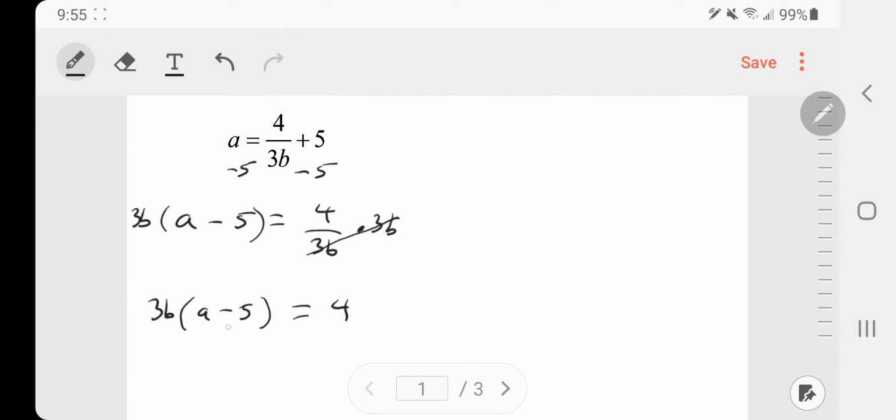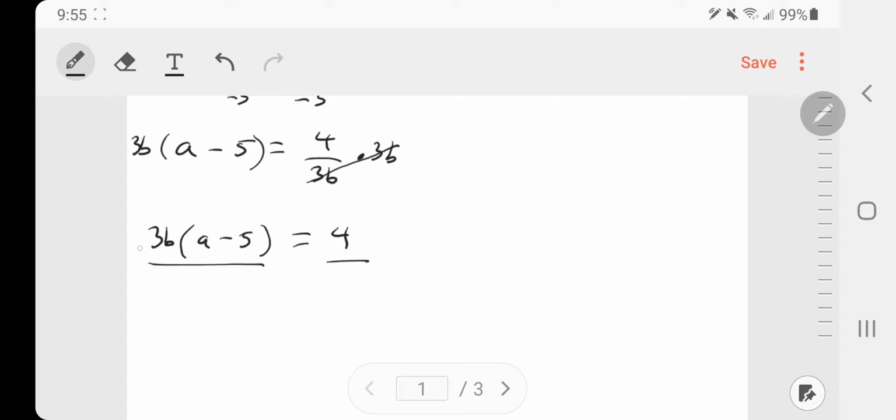Now on the left side, I have 3 times b times a minus 5 equals 4. Now I need to get b by itself. So I'm going to divide everything that I don't want on the left side. I don't want my 3 anymore, so I'm going to cancel that out. And I also don't want this a minus 5 thing, so I'm going to also divide by that. If I do that to one side, I now have to do that to the other side.